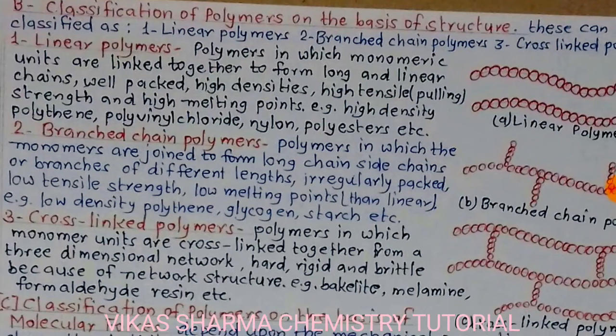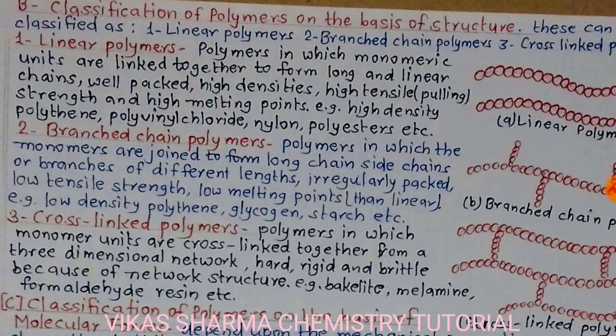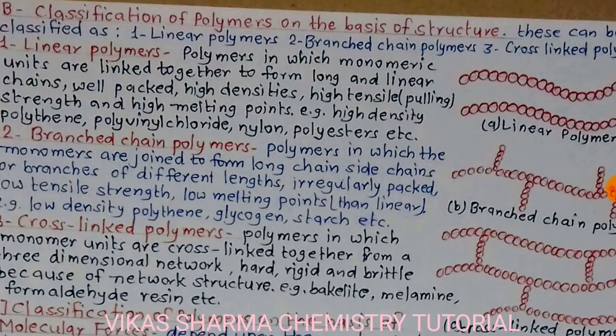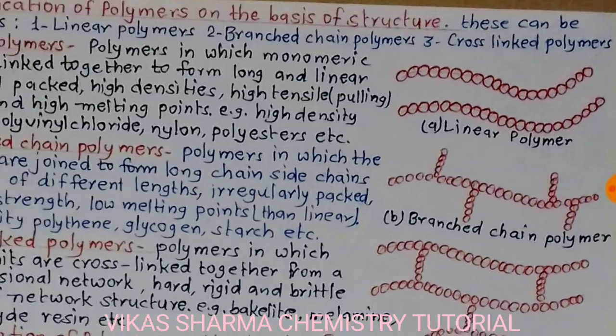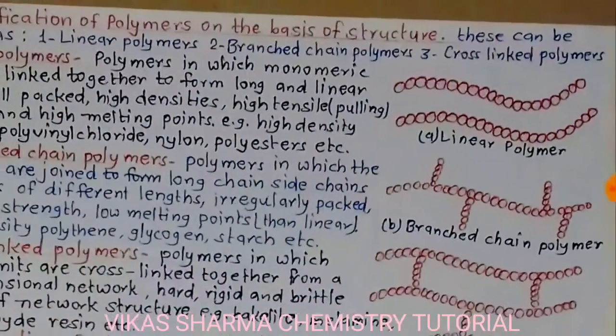Linear polymers are polymers in which monomeric units are linked together to form long and linear chains, well packed, with high densities, high tensile strength and high melting points. Examples: high density polythene, polyvinyl chloride, nylon, polyester, etc. They are considered linear polymers.